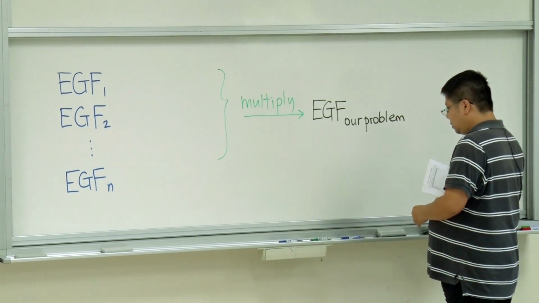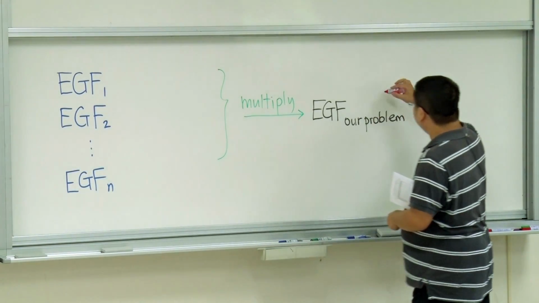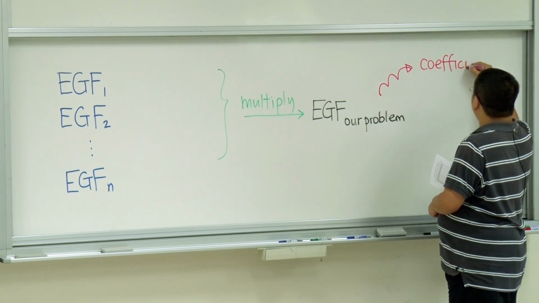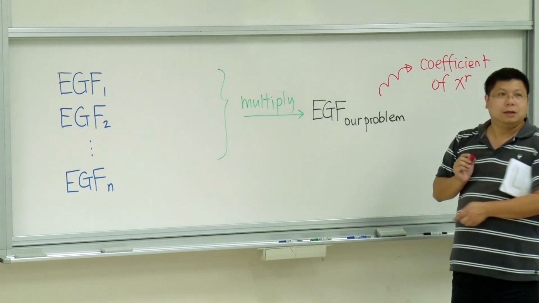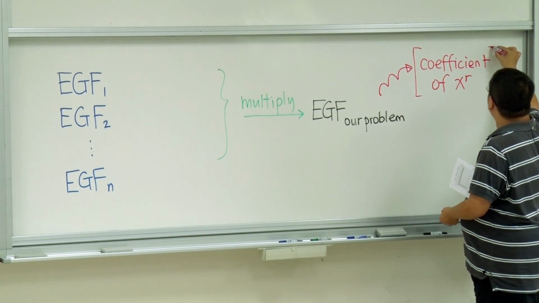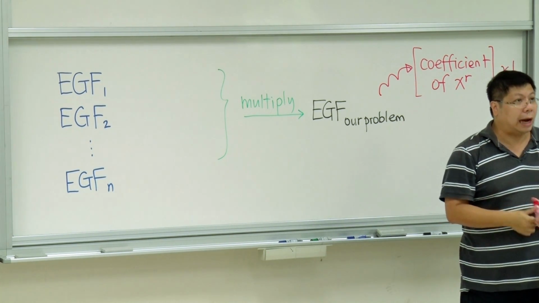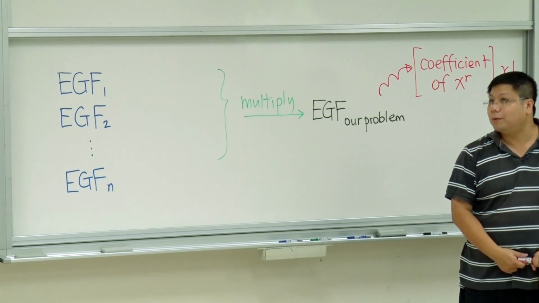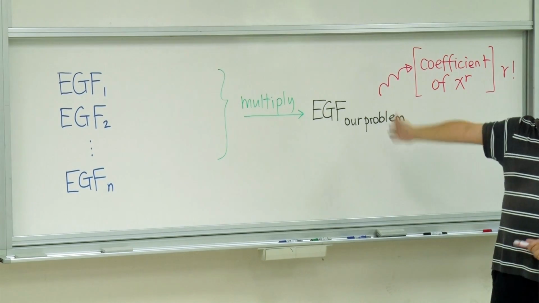From this EGF, we can find out the coefficient of x to the power r. This is the idea. Once we find the coefficient of x to the power r, we multiply it with r factorial, and this is going to be the number of ways to distribute r objects into n boxes. Is that okay? If you are okay with this so far, could you please raise your hand? Okay, excellent. Now the remaining thing is simple.